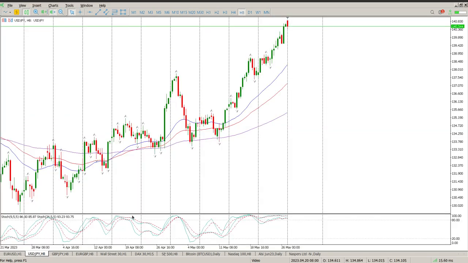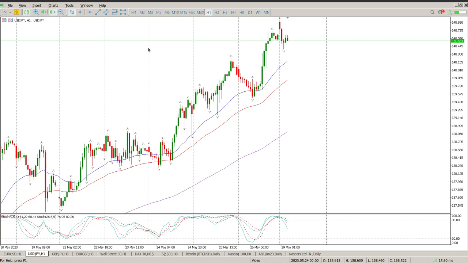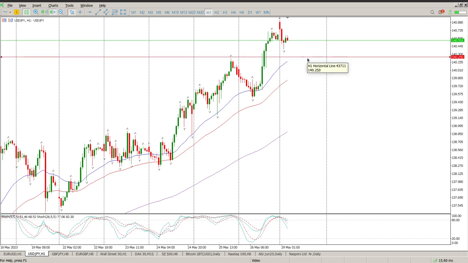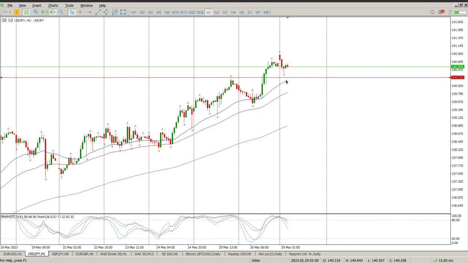Moving on to the US dollar Japanese yen. We're really tired at the moment on the 8-hour. Definitely don't want to be jumping in long at the moment. Trend is up, no two ways about that. So we're looking for opportunities to get in and move with the trend, and that is my closest opportunity. So I'm looking for a pullback to 142.50 for an opportunity to get in and move back to the upside.